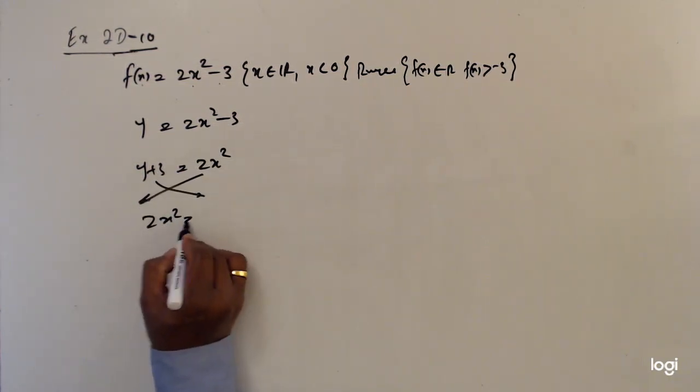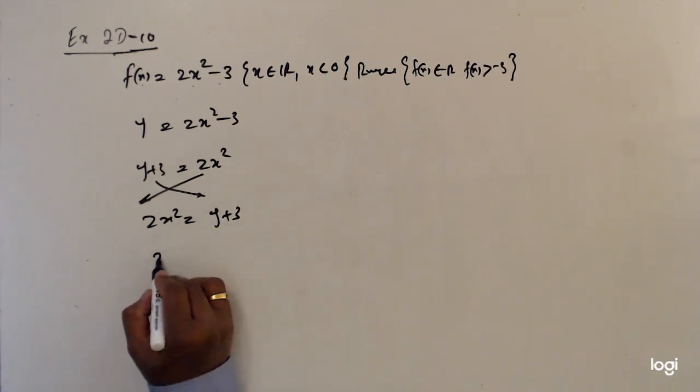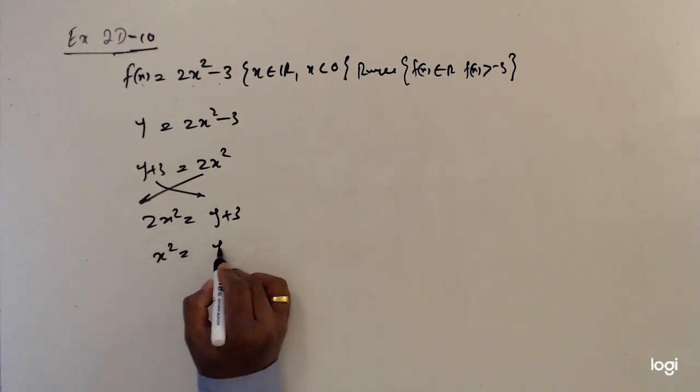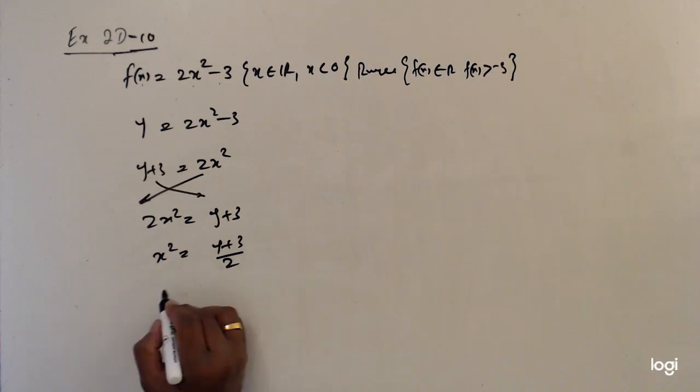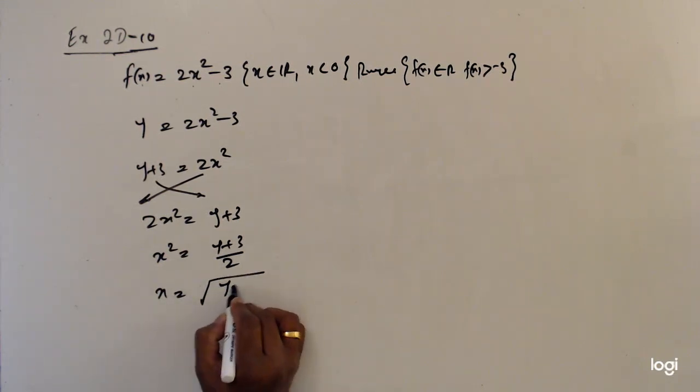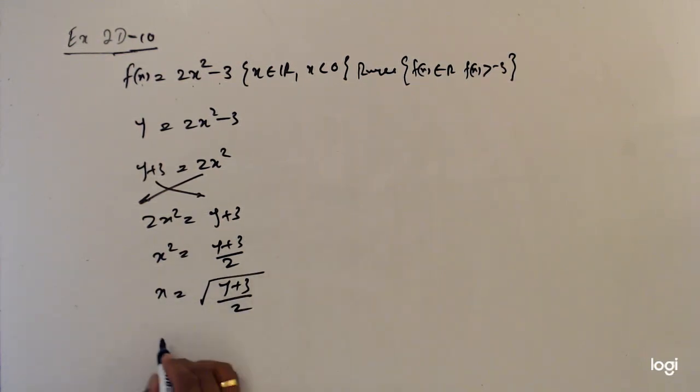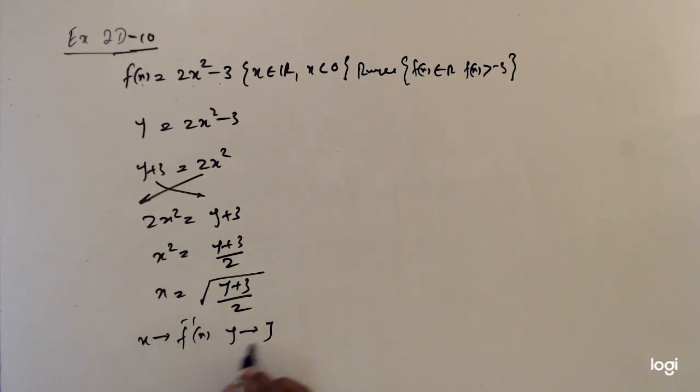2x² = y + 3. So x² = (y + 3)/2. x = square root of (y + 3)/2. So x becomes f inverse x and y becomes x.